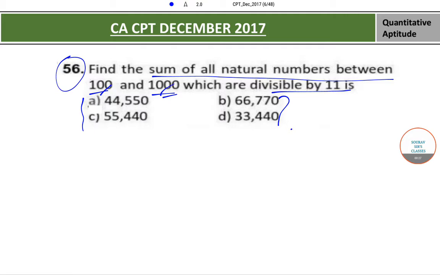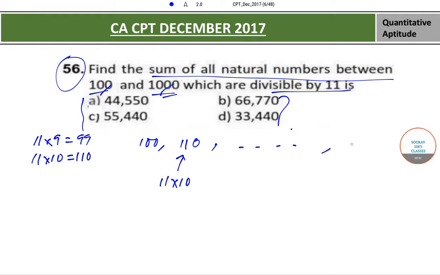Now we know that 11 into 9 is basically 99, and then 11 into 10 is 110. So we can say that after 100, the first number which is divisible by 11 is 110, which is 10 times 11. And now we need to find out a number before 1000 which is also divisible by 11.